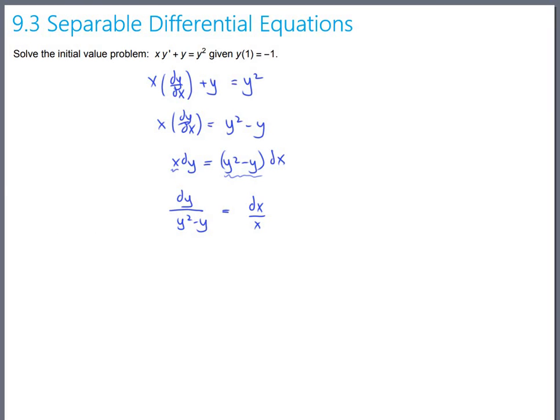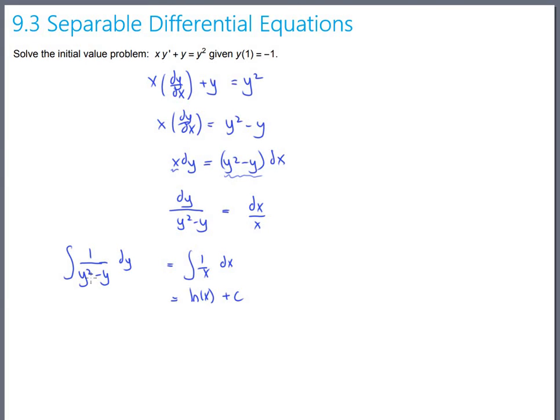So the integral that we're going to try to do here looks like the integral of 1 over y squared minus y dy, and 1 over x dx. The 1 over x is pretty easy to integrate. That just goes to natural log of x plus an arbitrary constant. The 1 over y squared minus y is a little more difficult to integrate.